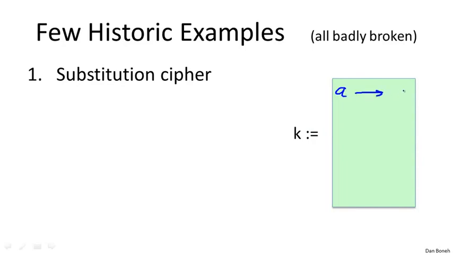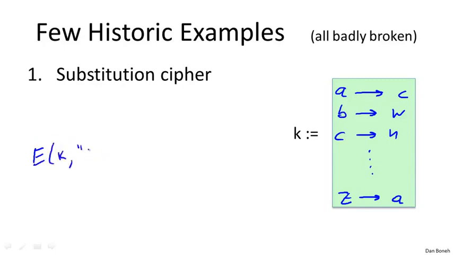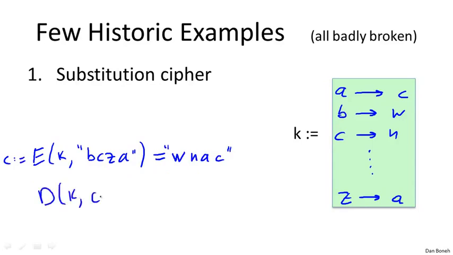So here, for example, the letter A would be mapped to C, the letter B would be mapped to W, the letter C would be mapped to N, and so on, and then the letter Z would be mapped, say, to A. So this is one example of a key for a substitution cipher. Just to practice the notation we introduced before, let's say the message is B, C, Z, A. The encryption of this message using this key is done by substituting one letter at a time. So B becomes W, C becomes N, Z becomes A, and A becomes C. So the encryption of BCZA is WNAC, and this defines the ciphertext. Similarly, we can decrypt the ciphertext using the same key, and of course we'll get back the original message.